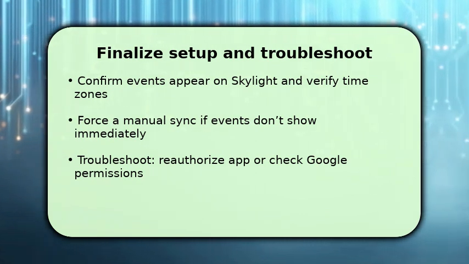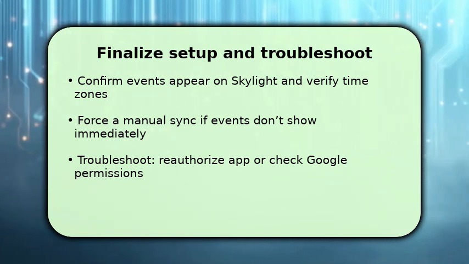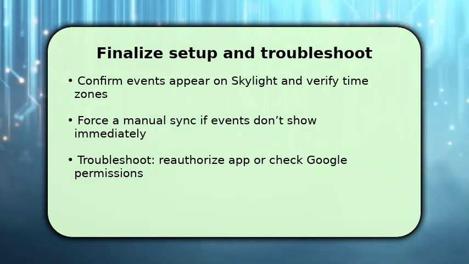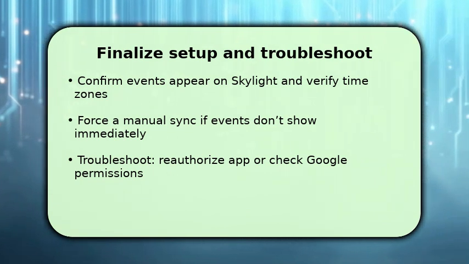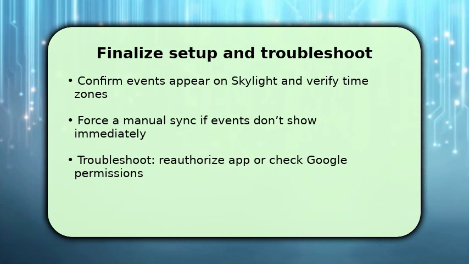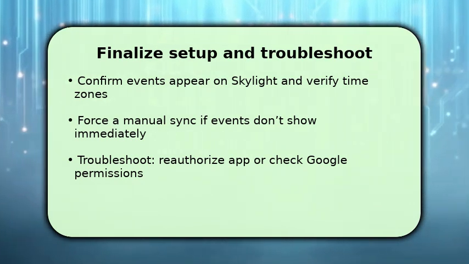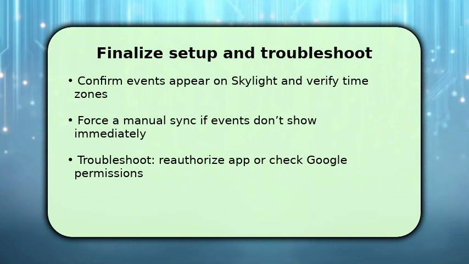If items don't appear, force a manual sync in Skylight, restart the app, and wait a minute. If problems persist, reauthorize Google access from Skylight settings and check your Google account's connected apps permissions. Revoking and re-adding the connection often resolves token issues. If that fails, restart the device and try again.